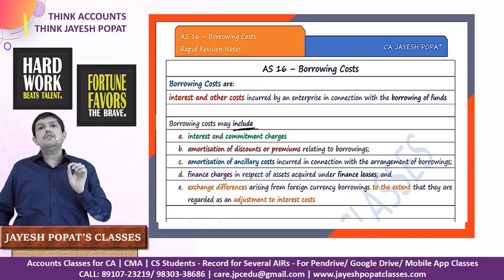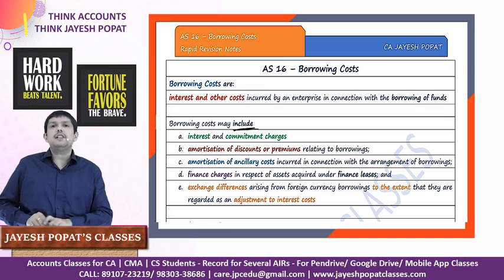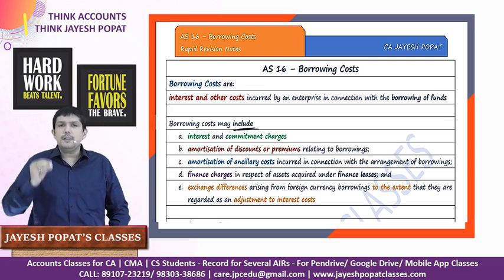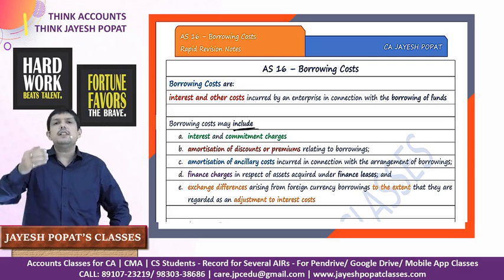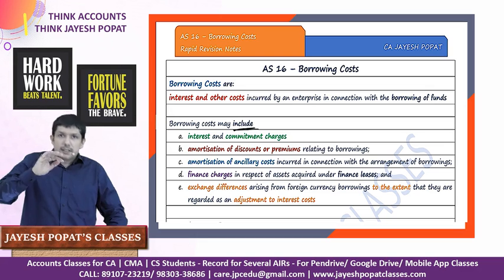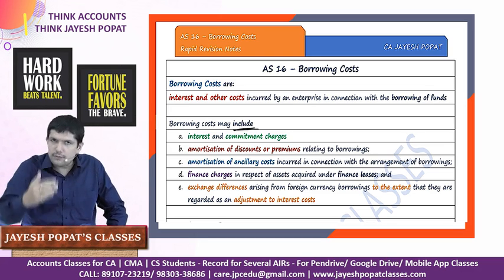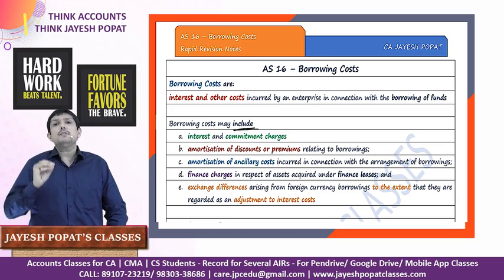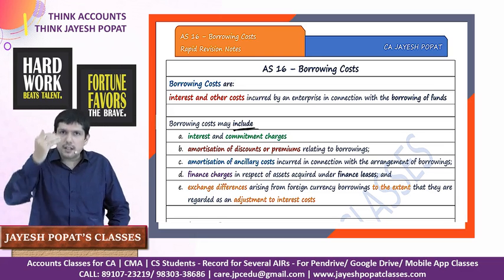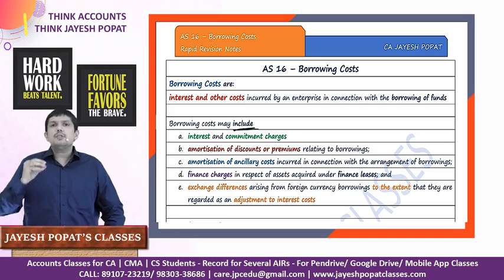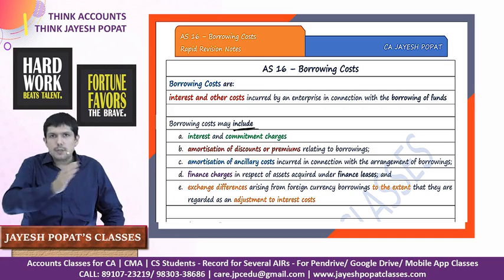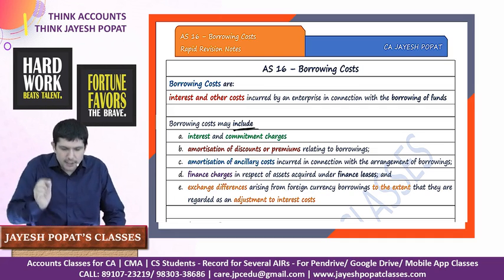Then amortization of discount or premium in relation to borrowing. Let's say we are issuing debentures for a period of 5 years, and if these debentures are issued at a discount, this discount is an expense to the company which it needs to charge to the P&L over a period of 5 years. Maybe our debentures are to be redeemed at a premium. So this extra which the company is paying is also treated as borrowing cost, and it has to be amortized over the period of the debenture.